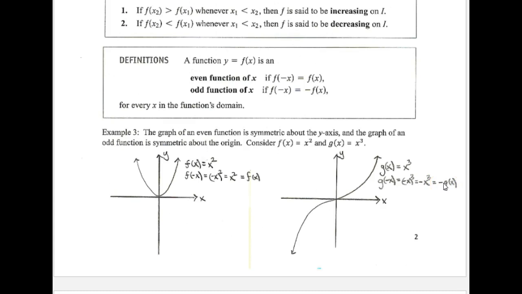And here you can see that an odd function is symmetric with respect to the origin. So an even function, symmetric with respect to the y-axis, and odd function, symmetric with respect to the origin.